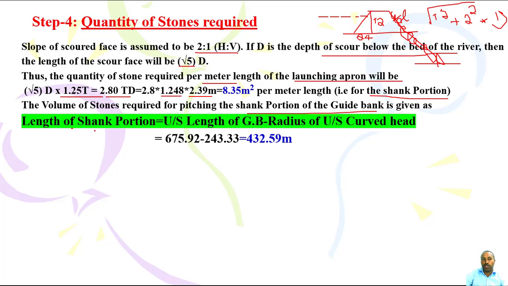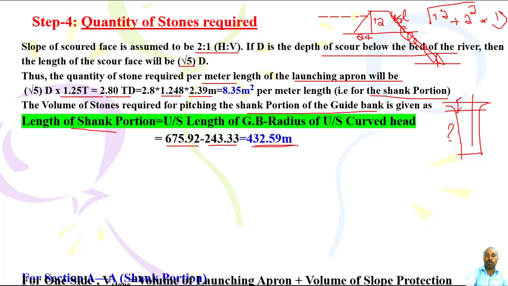First, you have to determine the length of the shank portion, or the straight portion, of the guide bank, from here up to here. So the upstream length of the guide bank, which is already given from here up to here, minus the radius of the upstream curved head, gives you the length of the shank portion. So 675.92 minus 243.33 gives the upstream length of the shank portion.